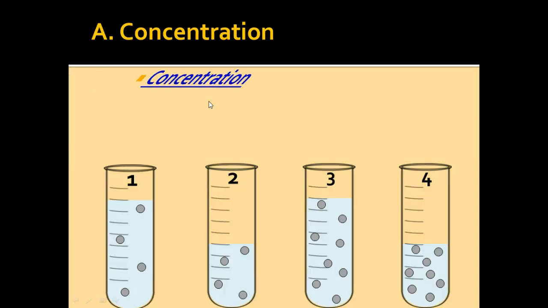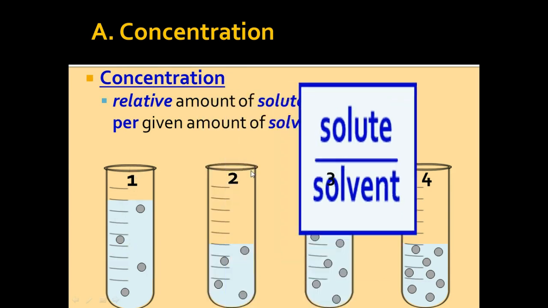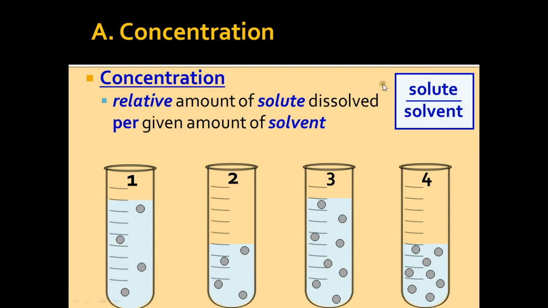So remember, concentration is the relative amount of solute dissolved per given amount of solvent. So we have four test tubes, and we have different amounts of solute and solvent, and because of these changes, we only have 4 solute per 8. So the formula for concentration is solute over solvent, and it'll always be like that. So we have 4 per 8 hashes of water, so this is a concentration of 1/2, and this is very dilute. And then on this side, we have 8 solute molecules per 4 water hashes. So it's very concentrated. This one has a concentration of 2.